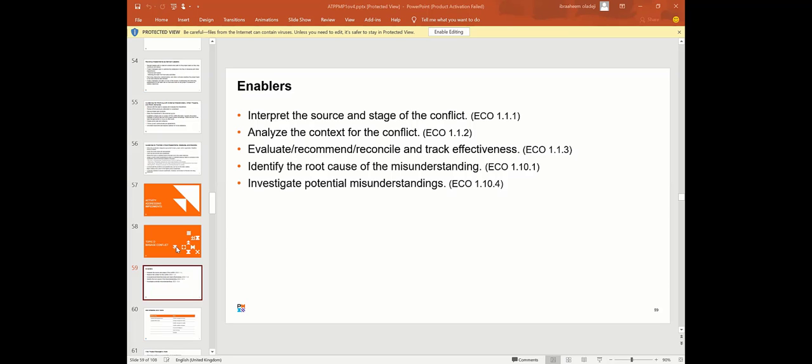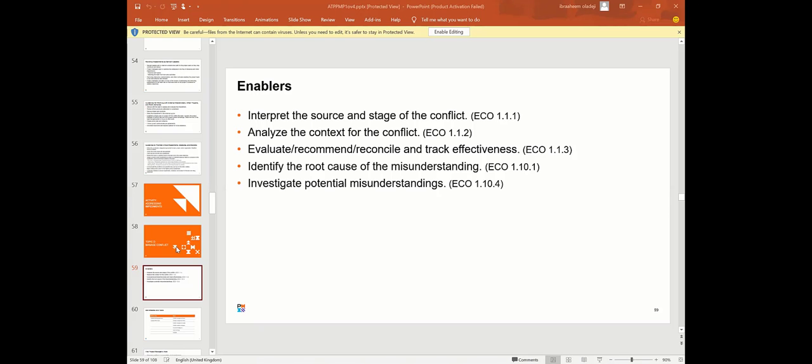Please quickly walk us through each of these items one by one and tell us how they are related to managing conflict. To interpret the source and stage of the conflict would mean that you need to identify, first of all, how the conflict started and what level it has gotten to. So if you know that, you know where to start from in terms of resolving it.